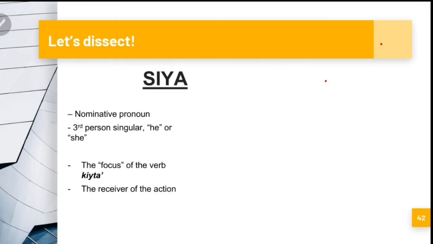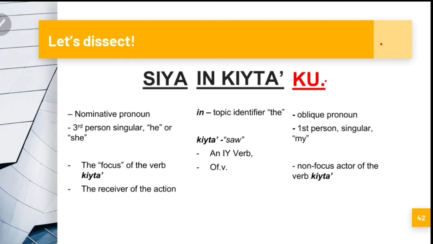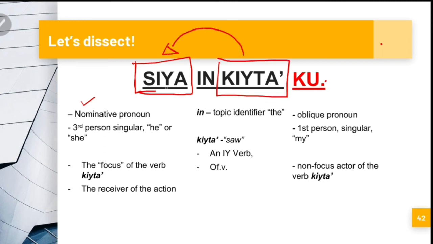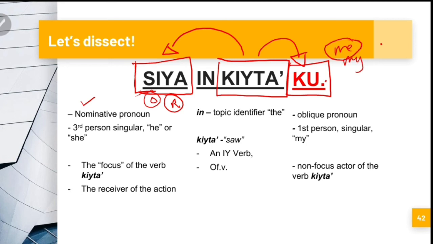You can also say siya in kita ko. Okay, we mix this up. We first mention the nominative pronoun siya. Again, it is a nominative pronoun, and because it is still the nominative pronoun, it is still the focus of the verb. We have here an e-verb, an object focus verb, so its focus is siya. Therefore, siya is the receiver, the object of the verb kita. And who saw him or her is the actor ko. Ko means me or my, but this time it is more translated as me or I. So siya in kita ko, it was him that I saw.